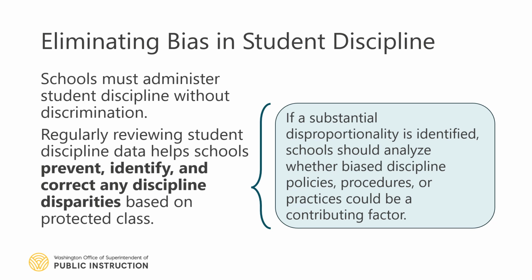Possible root causes to examine include whether a school's discipline policies, procedures, or practices are being administered differently for different student groups, whether a neutral policy is being selectively enforced against its students in a certain protected class, and whether staff need additional training.